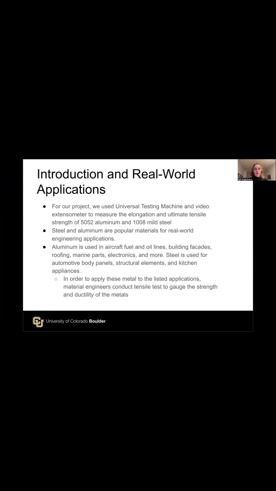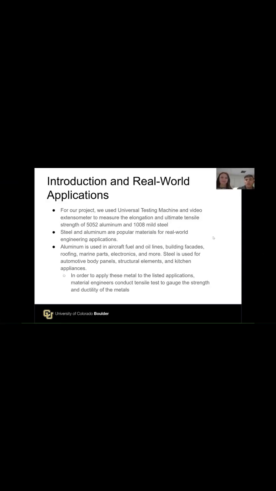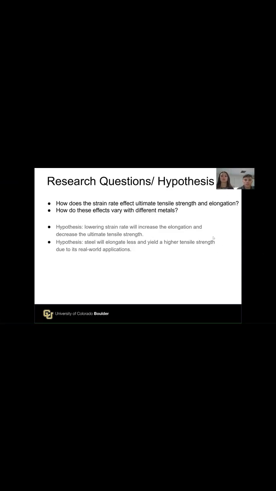Steel and aluminum are popular metals for real-world applications. Aluminum is used in aircraft fuel and oil lines, building facades, roofing, marine parts, electronics, and more. Steel is used for automotive body panels, structural elements, and kitchen appliances. In order to apply these metals to the listed applications, material engineers conduct tensile tests to gauge the strength and ductility of the materials.